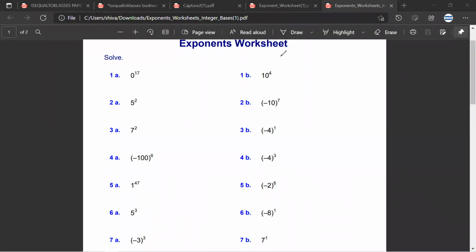Yes, Mr. Sarthak. First question. 0 raised to power 17 equals 0.